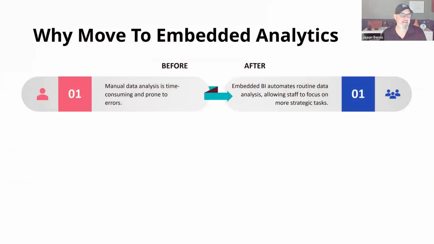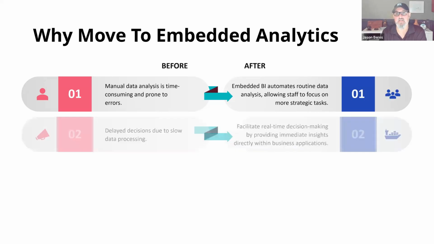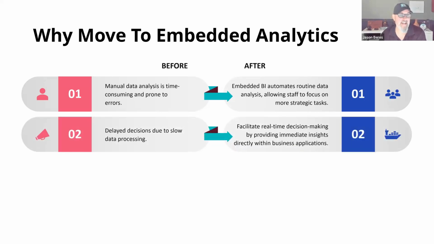So then why move to embedded analytics? This is a great example of the before and after. So before, manual data analysis is time consuming and prone to errors. We hear this all the time. This left-hand column is what we hear from customers or prospects. And then the right-hand column is what we hear from them after, their customers. So that's what's interesting about this slide, that yeah, this is the before and this is the after. So embedded BI automates routine data analysis, allowing staff to focus on more strategic tasks.